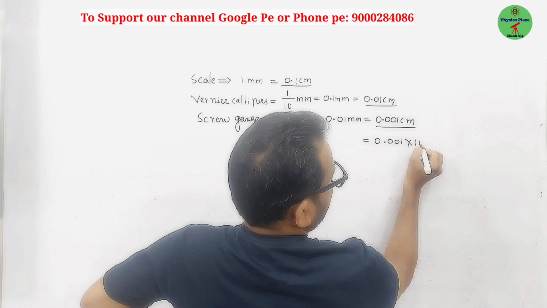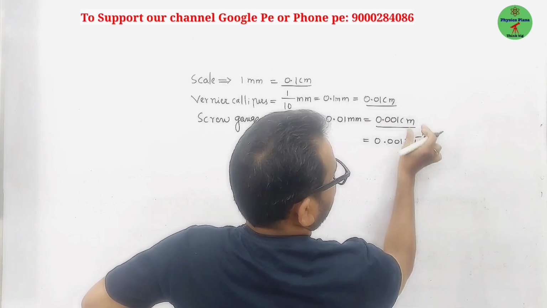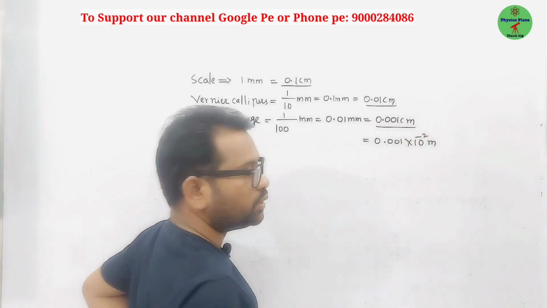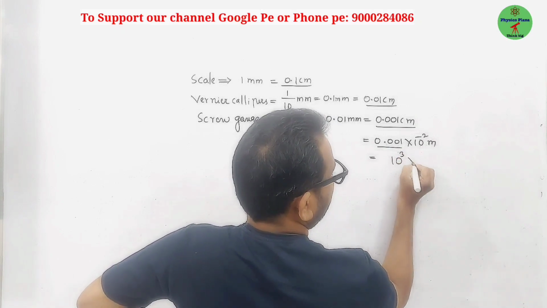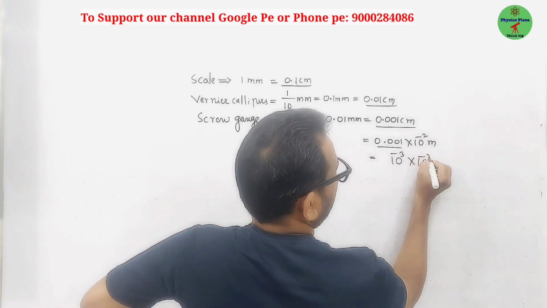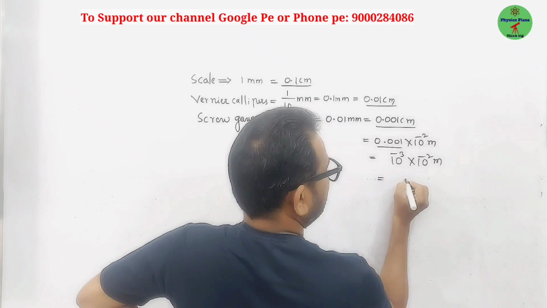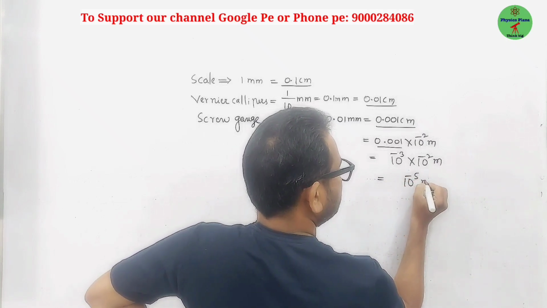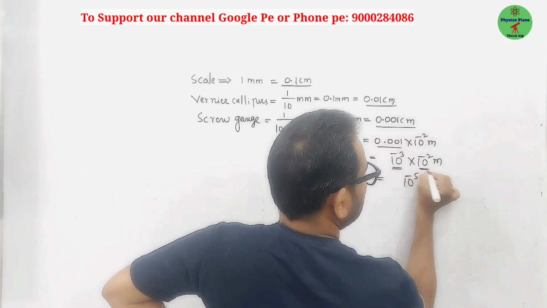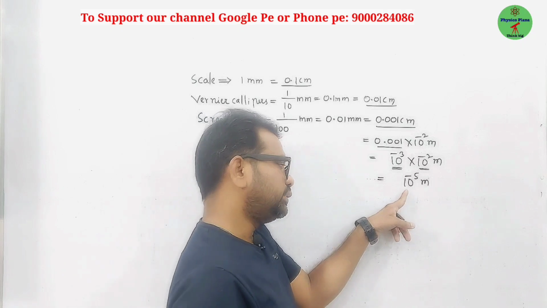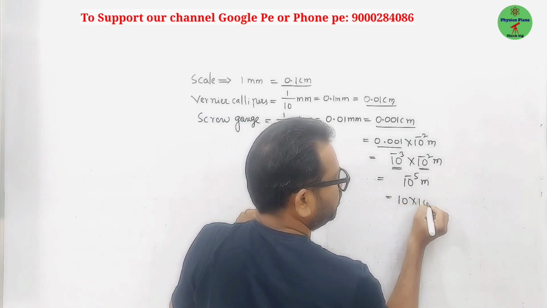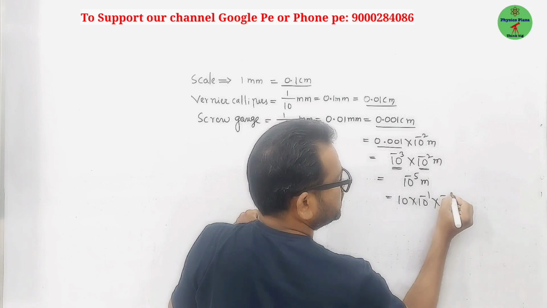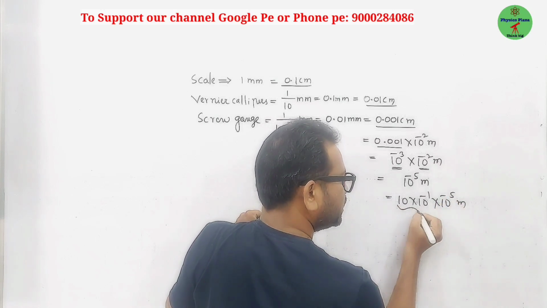0.001 into 10 power minus 2 meters, because 1 centimeter equals 10 power minus 2 meter, and this can be written as 10 power minus 3 into 10 power minus 2 meter. It can be written as 10 power minus 5 meter, because the bases are the same, the powers should be added. And children, can I write it like this? How? 10 into 10 power minus 1 into 10 power minus 5 meter. Yes, anyhow, this value is going to be 1.